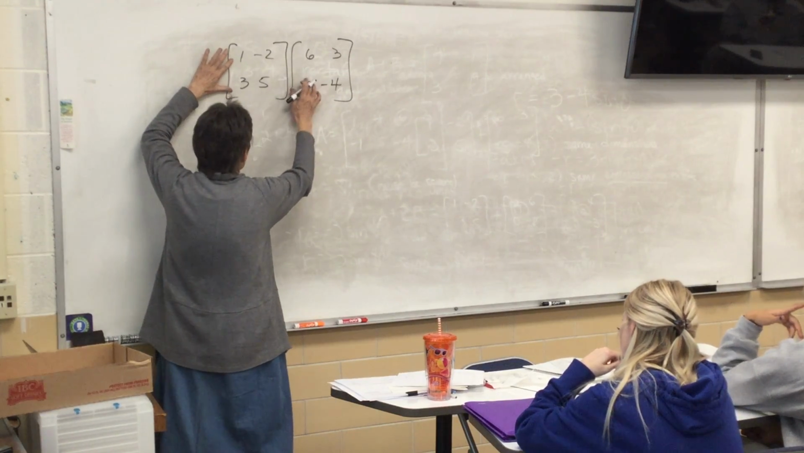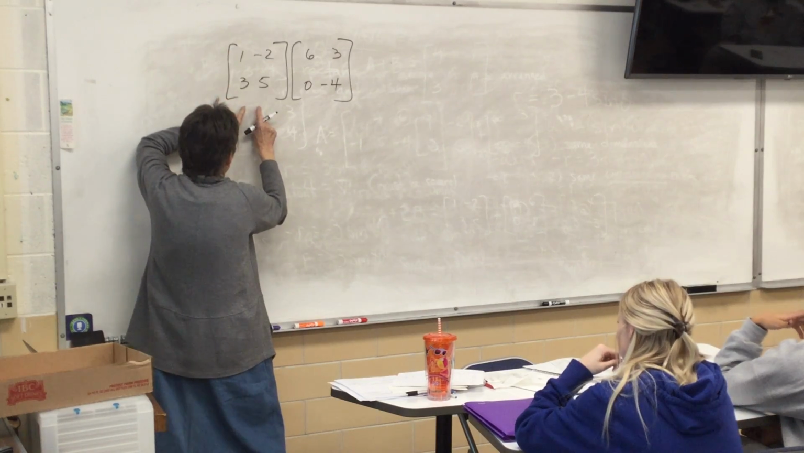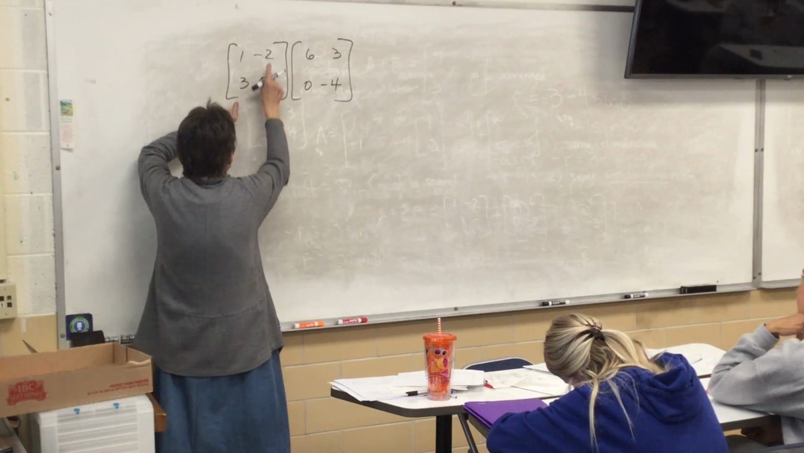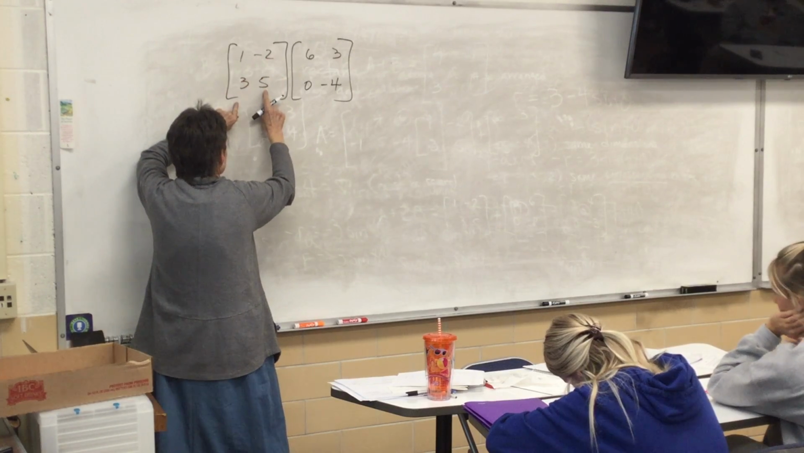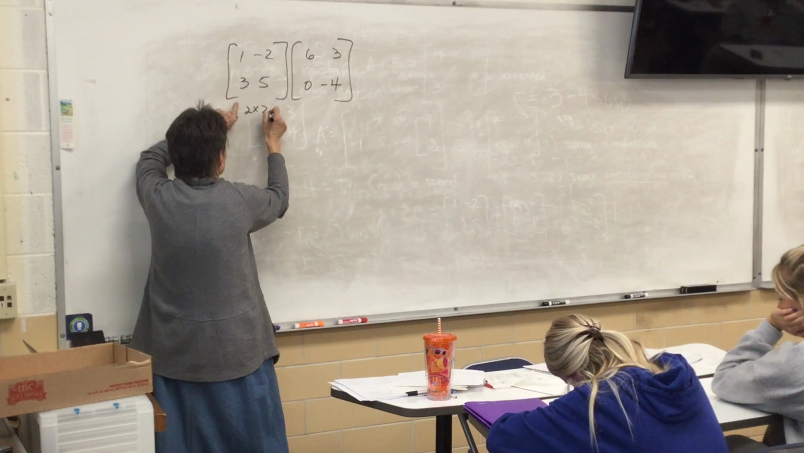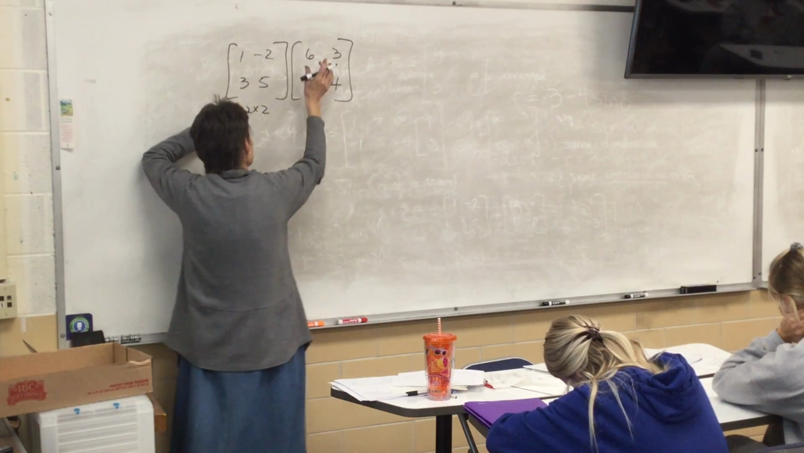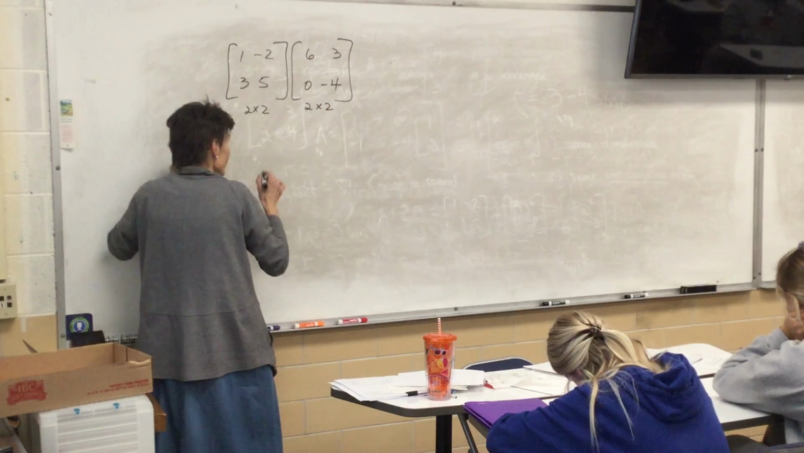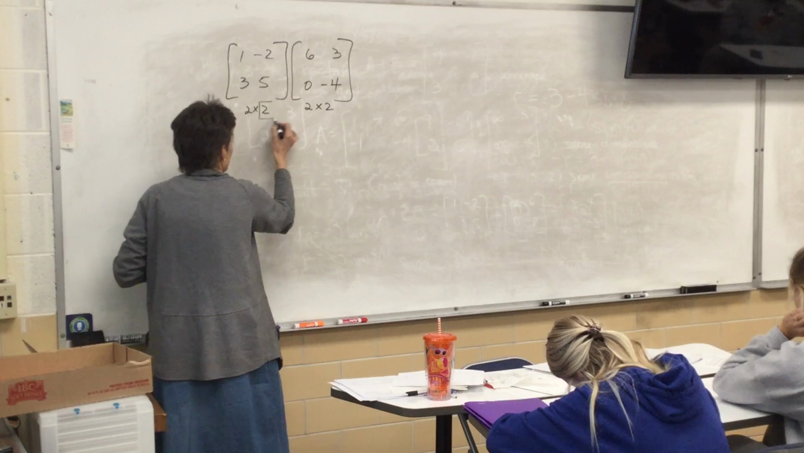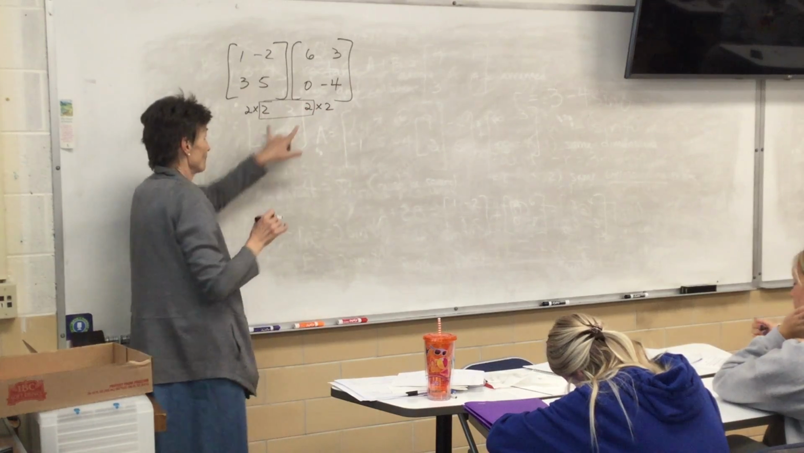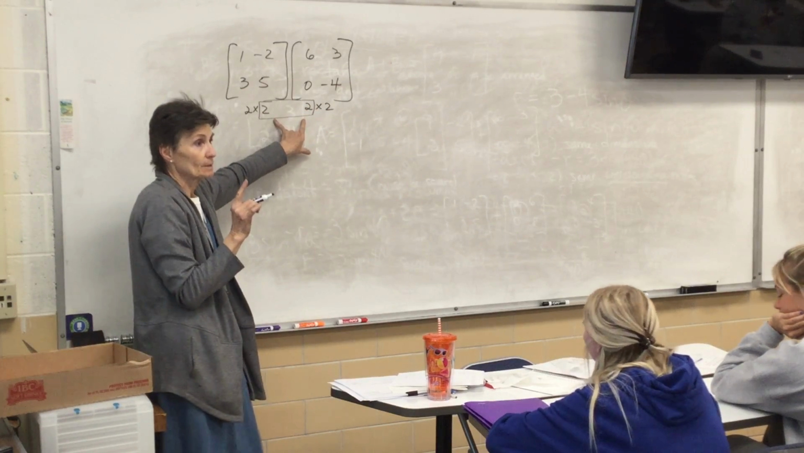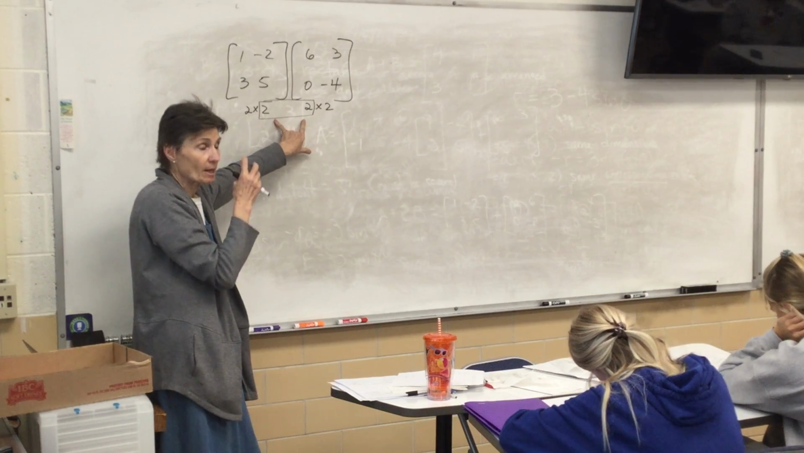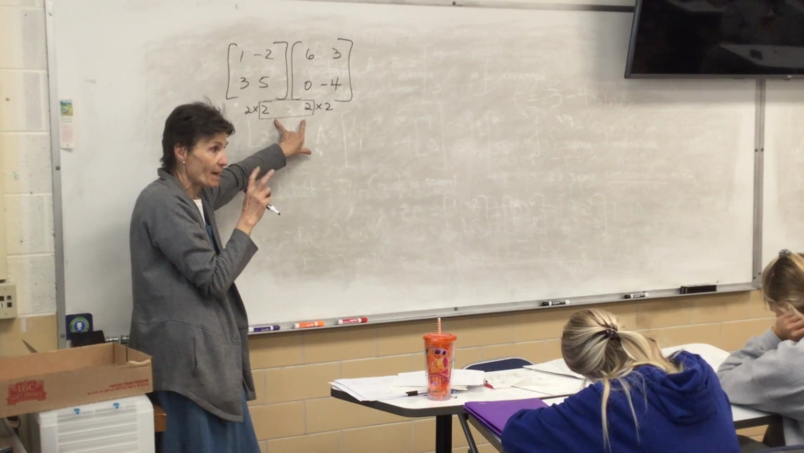If you're going to multiply these two matrices, first of all, write down their dimensions so that you can look at them. What are the dimensions of this matrix? 2 by 2. What are the dimensions of this one? 2 by 2. The rule for multiplication is these two have to match. The middle two dimensions, columns of the first and rows of the second, have to match.